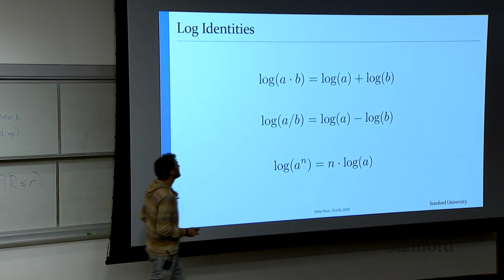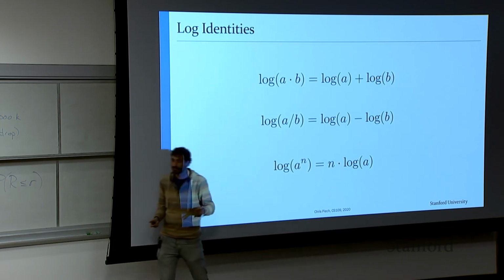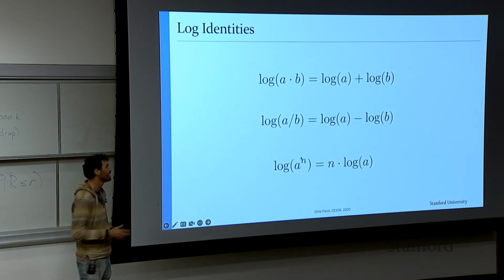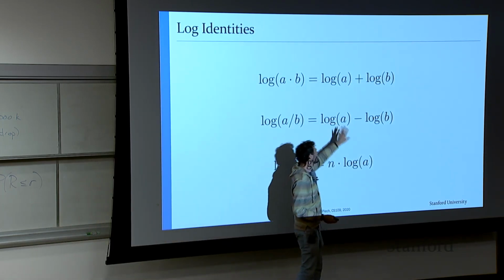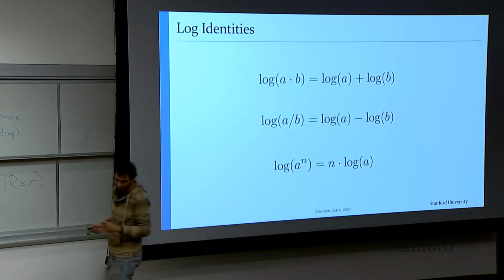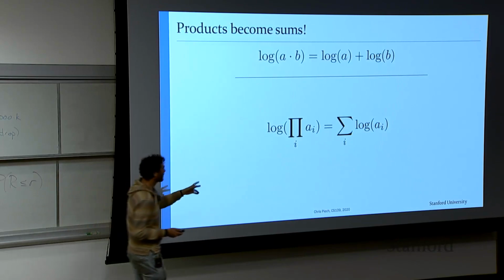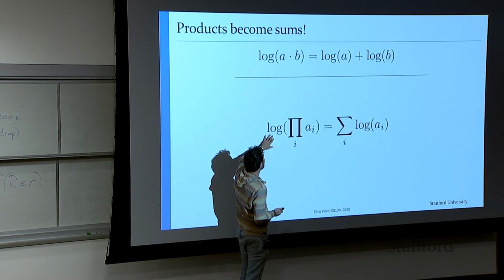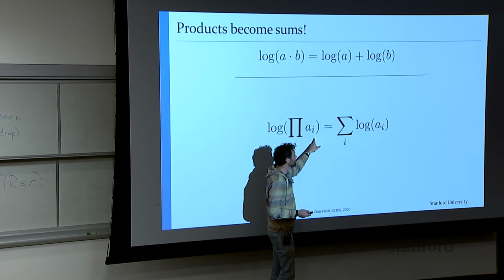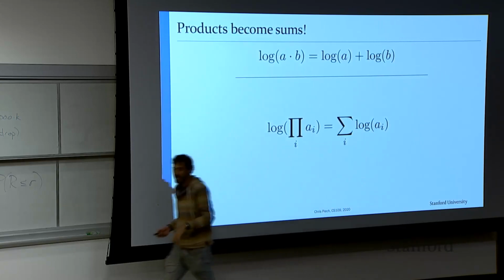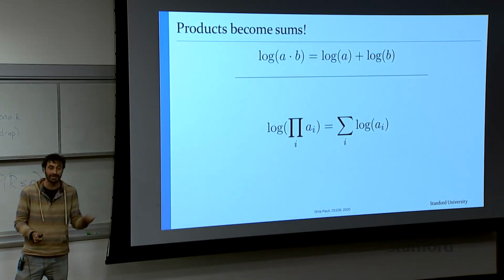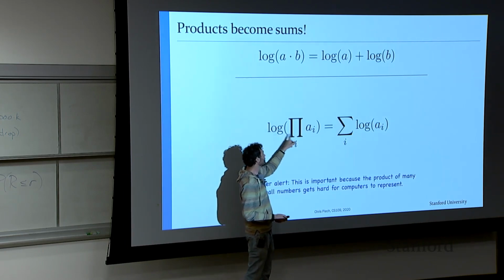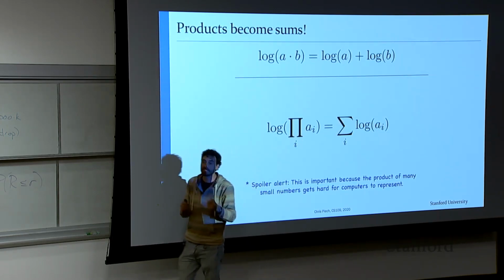The reason I need to bring it up, though, is for two reasons. One, log has some beautiful identities. If you've ever worked with logs, it turns out if you have the log of anything multiplied or divided or to the power, then you get these very nice simplifications. So logs are nice to work with, but there's this really, really important property that if you have the log of a product, it's the sum of the logs. So if you have the log of the product of many, many things, it's going to be the sum of the logs of many, many things. And spoiler alert, this is critical if you want to be a computer scientist using probability. And the reason is, it turns out computers have problems representing very small numbers.